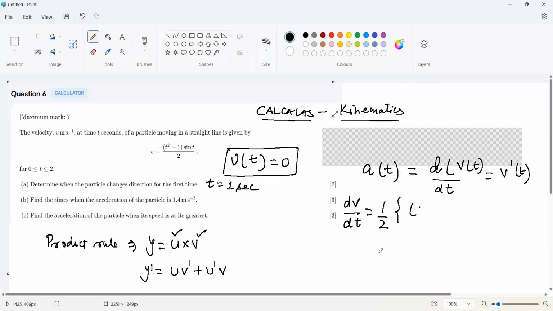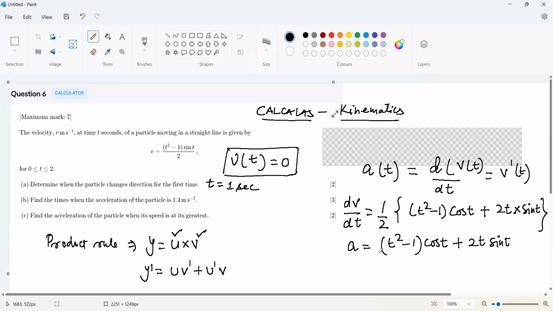Let's do this. T square minus 1, differentiation of sine is cos, plus t square minus 1 differentiation: t square gives 2t, 1 gives 0, so 2t times sine t. This is my acceleration function. Acceleration function is (t square minus 1) cos t plus 2t times sine t, upon 2.